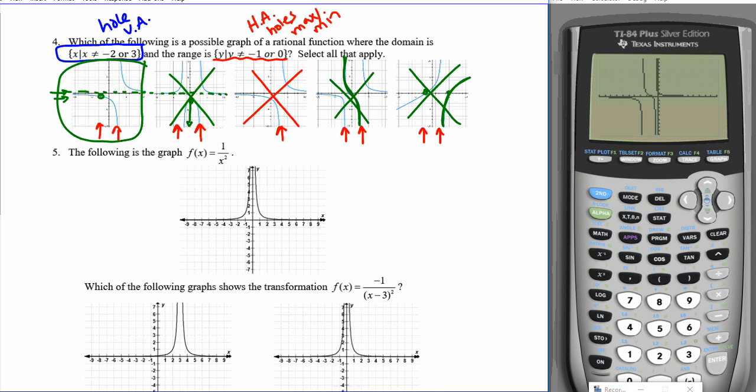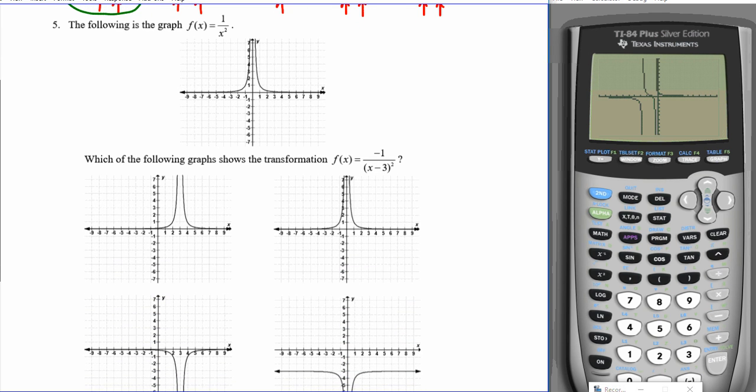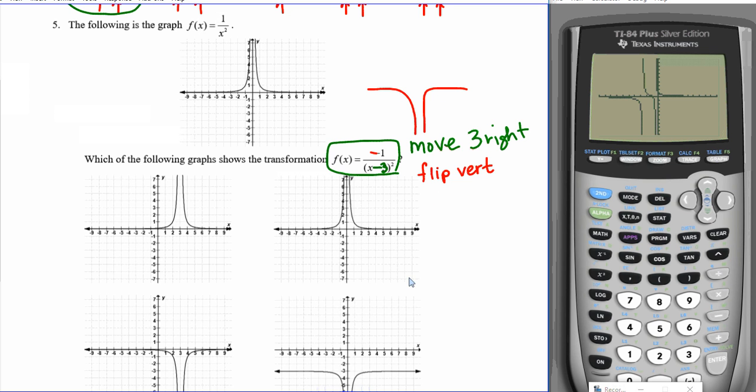All right, number 5. The following is a graph of 1 over x squared. And it says, which of the graphs shows this transformation? So what do we have to do? We have to move on the bottom. A -3 on the inside is going to move us 3 right. And we also have this negative up here on top, which is going to flip us vertically. So if I flip vertically, I should be going this way instead. And instead of having my asymptote right here at 0, my asymptote should be over here, moved 3 to the right. All right, so this one was moved 3 to the right, but not flipped.